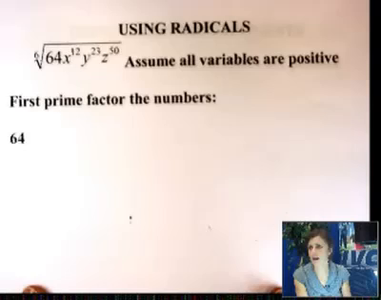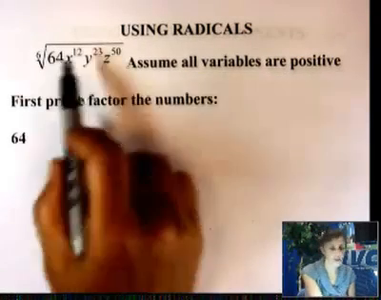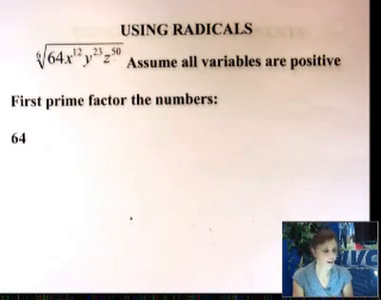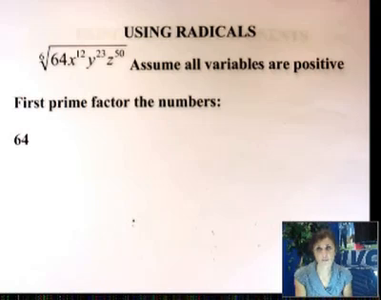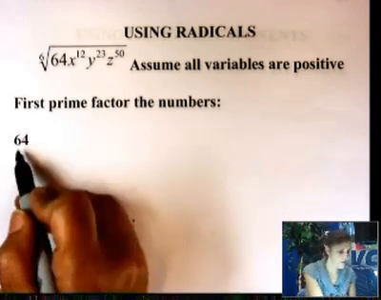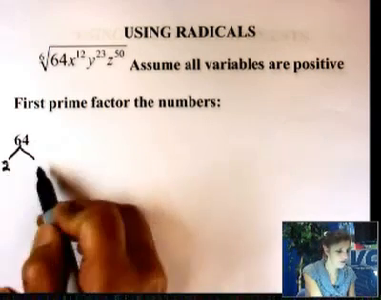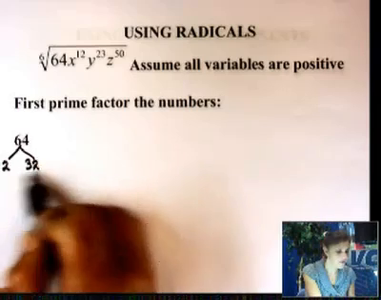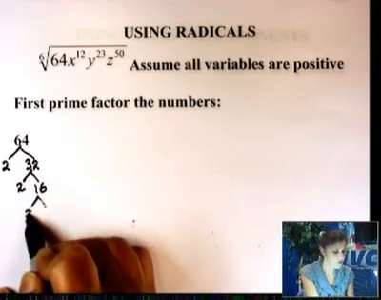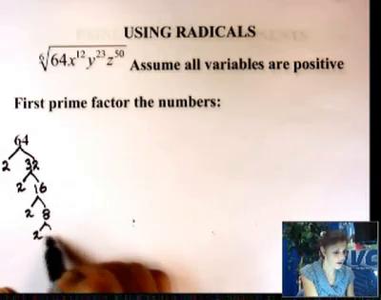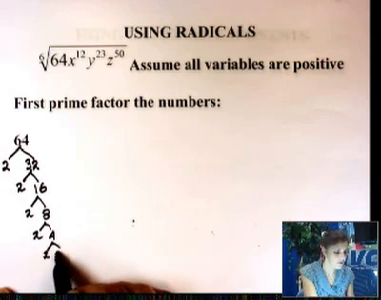So if, let's say, they are giving me something with a bunch of letters and numbers, and then they're asking me to just simplify. All right, so the first thing you do is you look at the numbers, and then you prime factor them. Okay, so let's do that. Divide by 2, you have 32. 2 times 32 is 64. Divide by 2, you have 16. Divide by 2, you have 8. Divide by 2, you have 4. Divide by 2, you have 2.